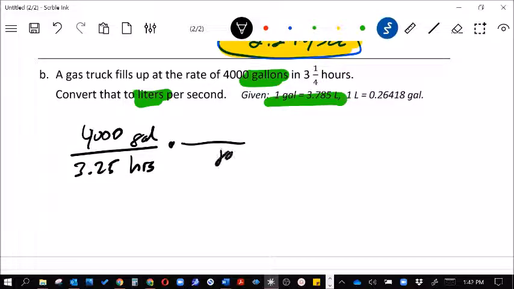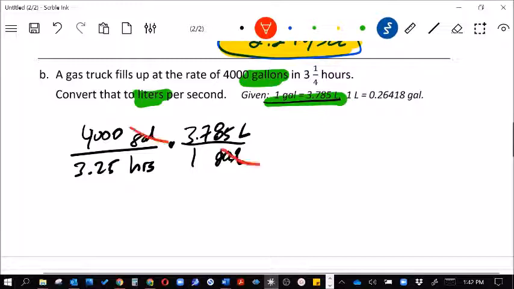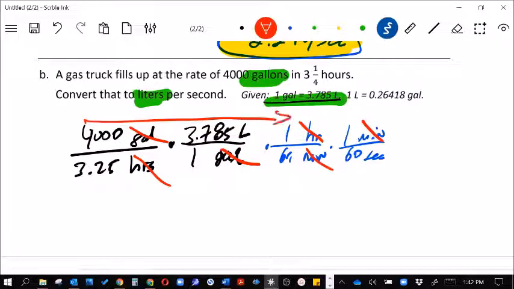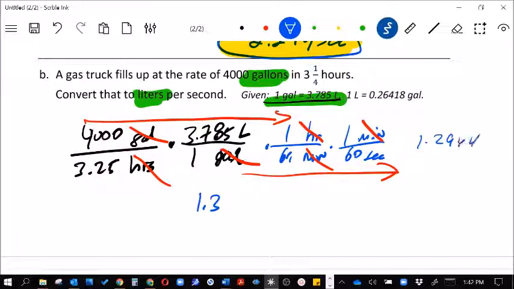If I do it like this now, I want gallons to get out of there. And I'll use this. 1 gallon is 3.785 liters. And that gets rid of my gallons. And now I'll do the hours. Hours on top and minutes here. So 1 to 60. And 1 minute to 60 seconds. And so now the hours are gone and the minutes are gone. And so I'm going to multiply that across and divide it by 60 and 60. And when you do that, you come to 1.3. It's actually 1.294 liters a second, but you definitely want to round that. So it makes more sense to say 1.3 liters a second.